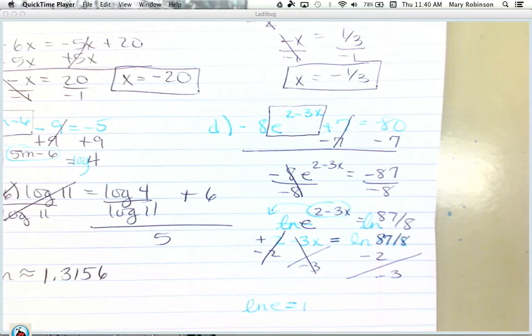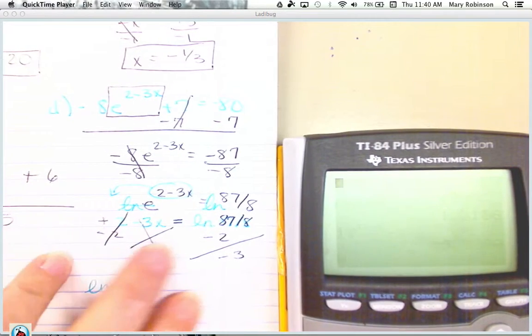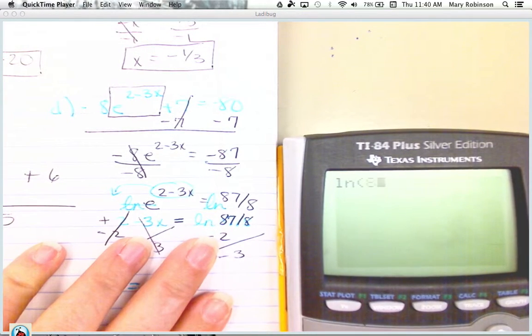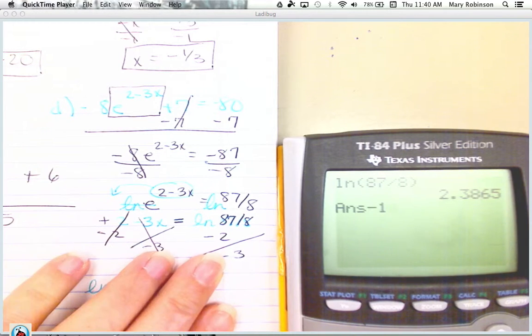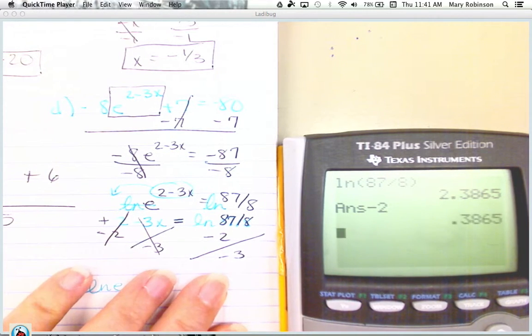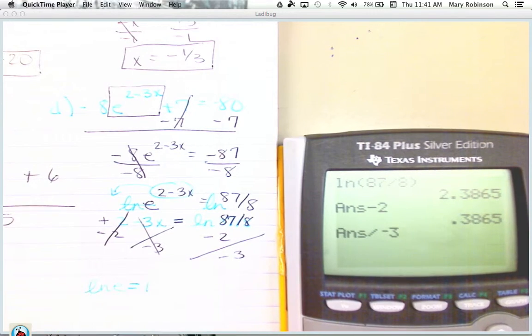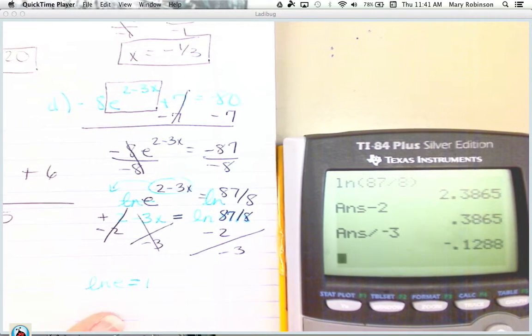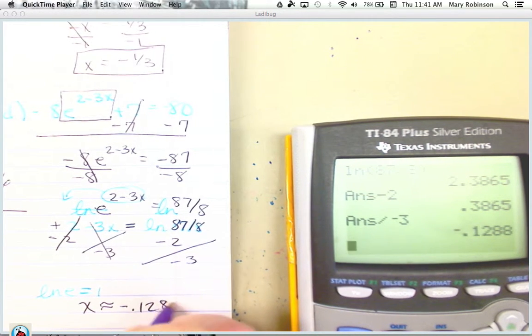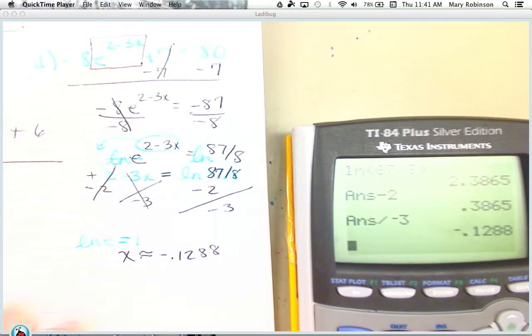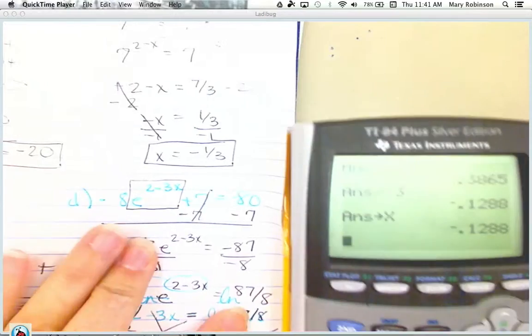So in our calculator, let's do all 3 of those steps individually. So natural log of 87 divided by 8, enter. Subtract 2, enter. And divide by negative 3, enter. So we get that x is approximately negative 0.1288. So I'm going to store that for x and check our answer.